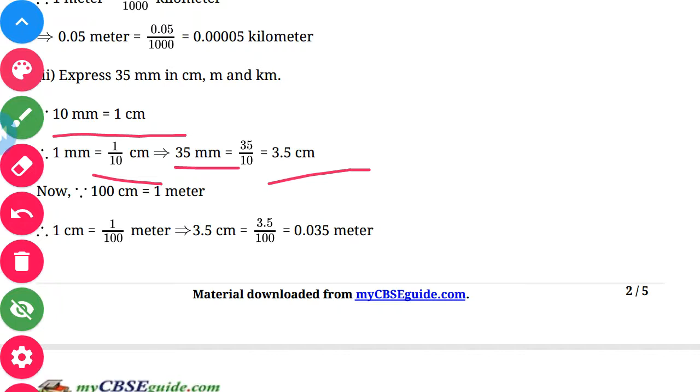Now we have already converted into centimeter. Now what about meter? 100 centimeter is equal to 1 meter. So if I want it in terms of meter, I have to multiply by 1 by 100, because 1 centimeter is equal to 1 by 100 meter. So 3.5 centimeter is 3.5 into 1 by 100, so 3.5 divided by 100 you will get. Again your digits will increase. After the point there was only one digit, and two more digits will be added because it is divided by 100. So after the point you will get 3 digits.